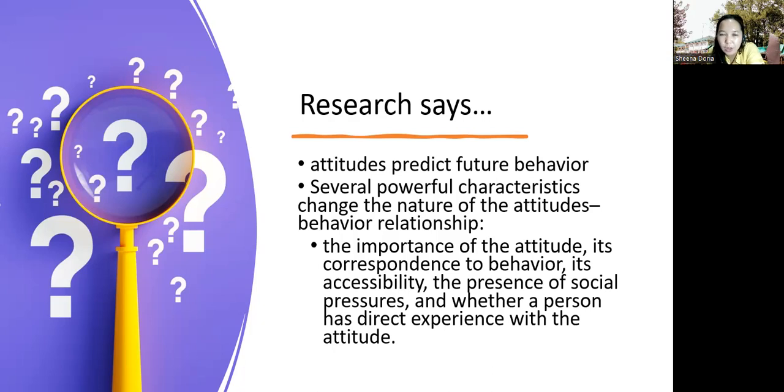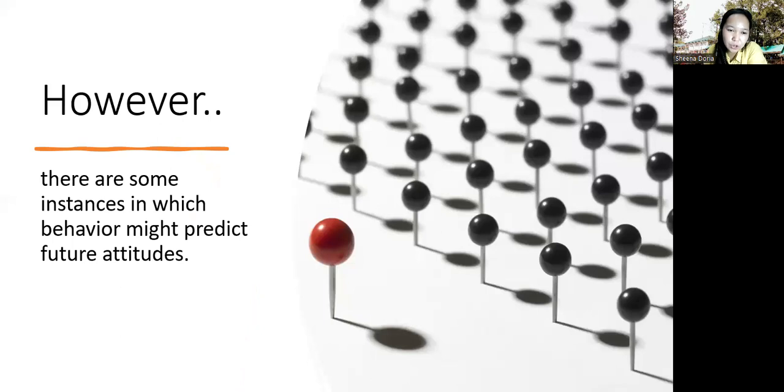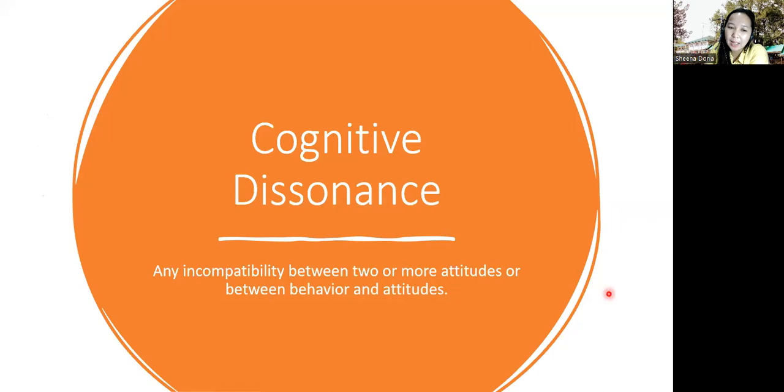Okay, pero syempre nagkakaroon ng discrepancies between attitude and your behavior. Like you act contradictory to what you are feeling, to what you are believing. Okay, yung gusto mong gawin is iba sa nagiging behavior mo. Okay, so yun nga. However, there are instances in which behavior might predict future attitudes. So sometimes you observe people who will change what they say so it doesn't contradict their behavior. So when attitudes don't line up, individuals will experience what we call cognitive dissonance. So, ang cognitive dissonance is nagkakaroon ng incompatibility yung attitude mo towards your behavior. Yun nga, yung parang, ito yung gusto mong gawin, pero hindi ko to ginagawa.